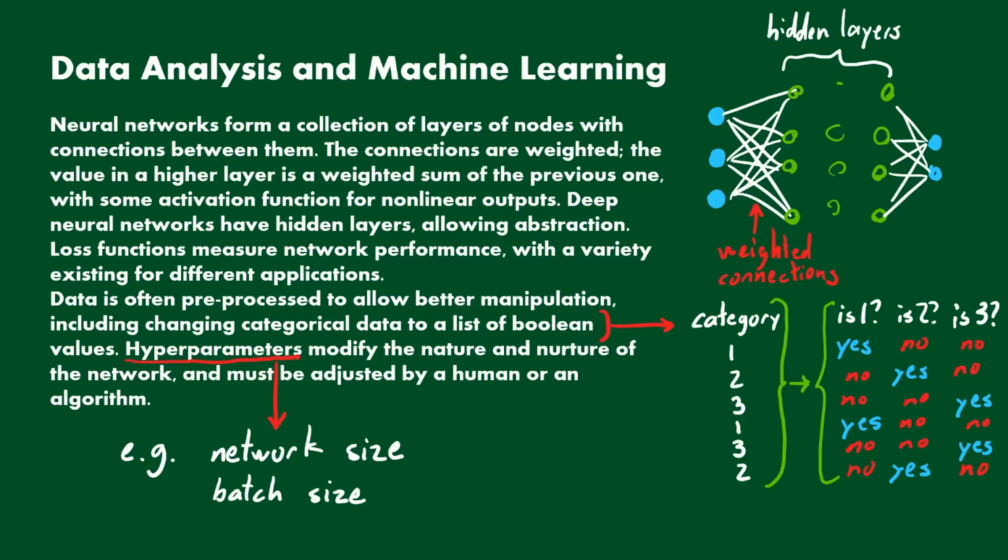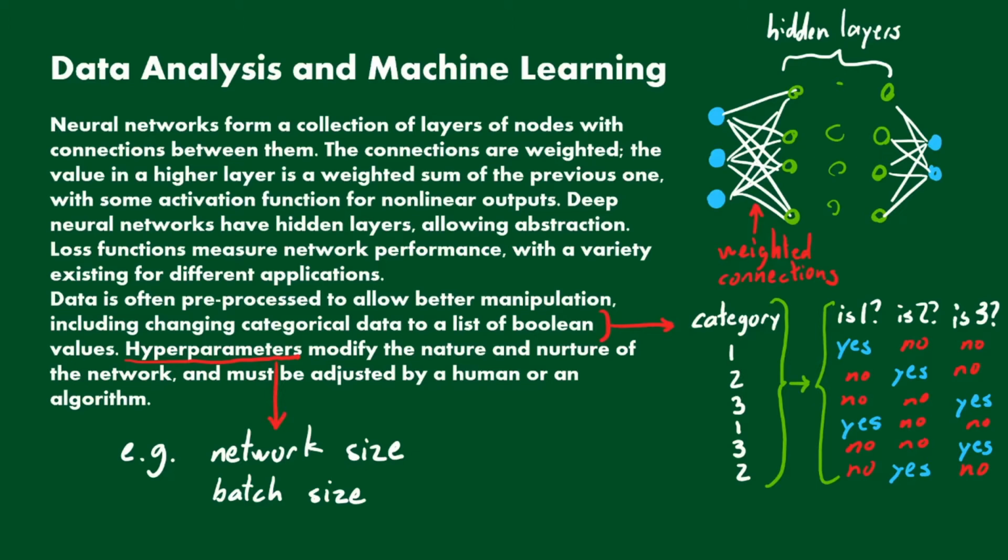Data analysis and machine learning. Neural networks form a collection of layers of nodes with connections between them. The connections are weighted. The value in a higher layer is a weighted sum of the previous one with some activation function for nonlinear outputs. Deep neural networks have hidden layers, allowing abstraction.